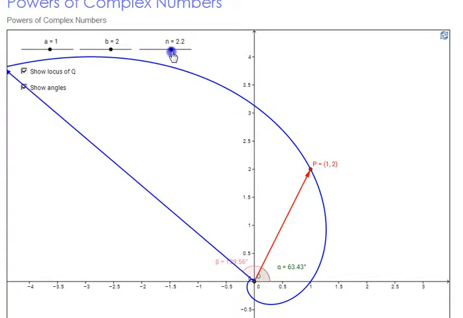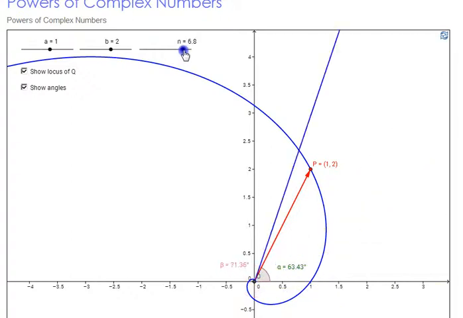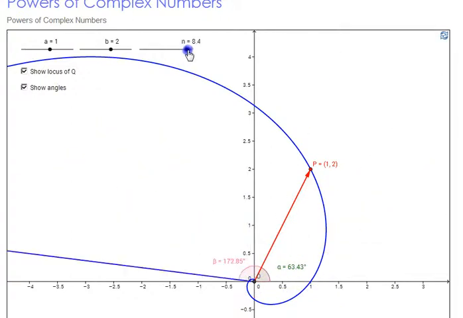So as we vary n, you can see that this thing keeps rotating around that origin point. It will keep doing that. If we had larger values for n, it will keep rotating about the origin, and in this case the magnitude will keep increasing. Because the magnitude of a plus bi, where a is 1 and b is 2, is root 5. So that magnitude keeps getting multiplied by itself.